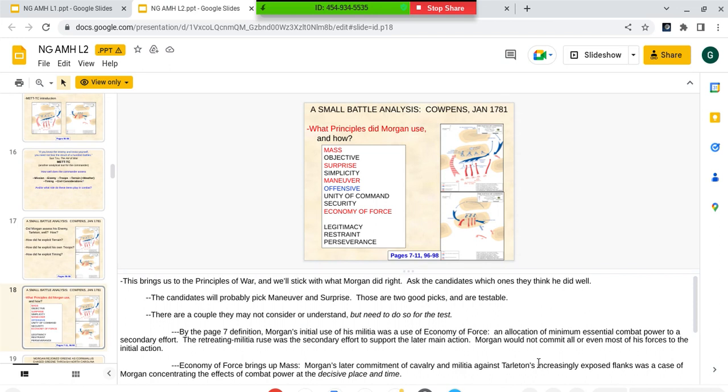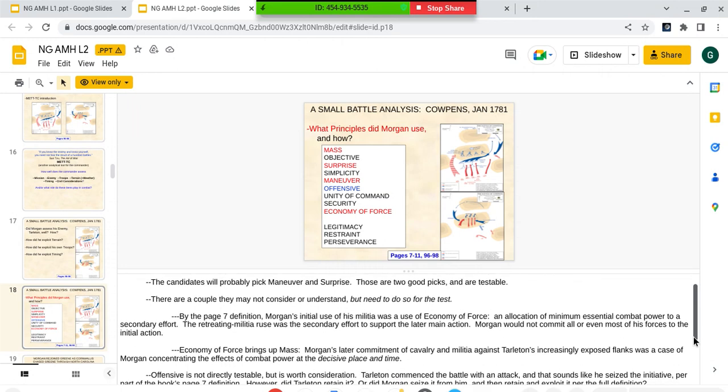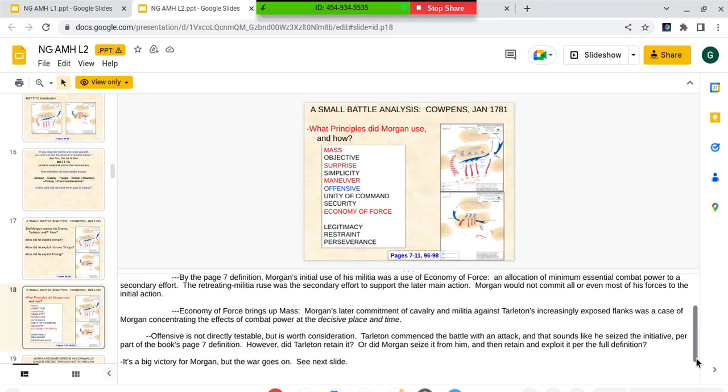So the use of economy of force, they explain it here, it was an allocation of minimal essential combat power to a secondary effort. The secondary effort was the militia who were pretending to retreat, and that was an effort to support the main action. The main action being the Continental Army, regulars that were on the hill that were going to start shooting all the British once they got too close to retreat quickly. And so this was known as one of the most brilliant plans in American military history, especially for the Revolutionary War.